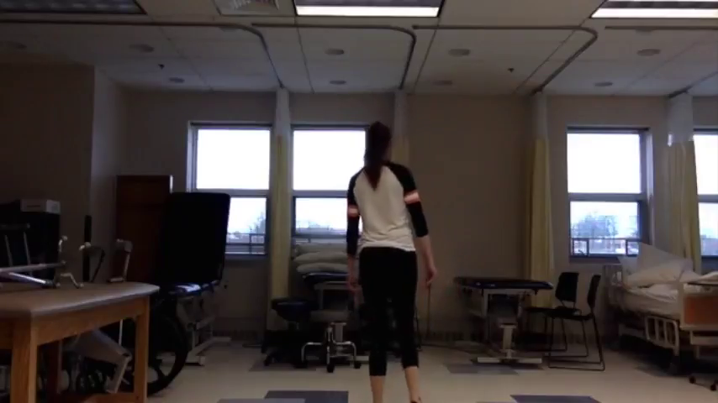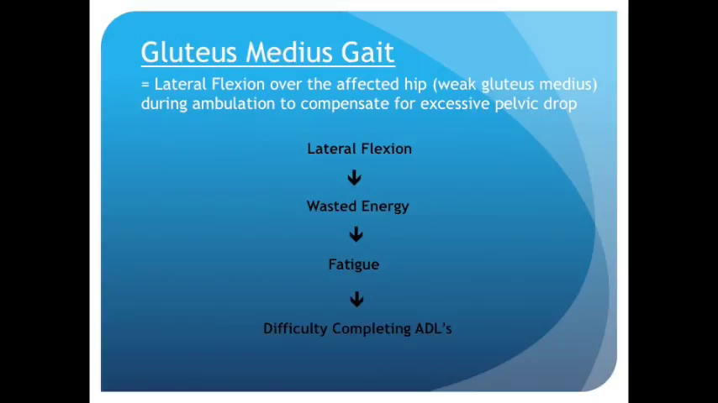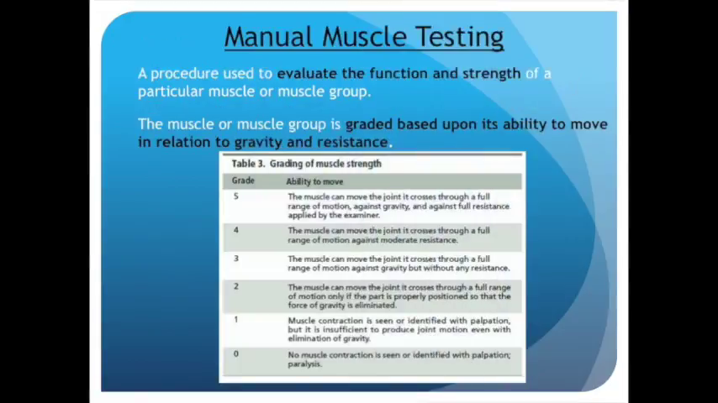This is an attempt to pull the center of gravity over the hip and reduce the muscle force required for stabilization of the trunk and pelvis, therefore reducing pelvic drop. This unnecessary lateral flexion could result in wasted energy, therefore fatigue and the reduced ability to complete activities of daily living. To test for weakness of the gluteus medius muscle, a manual muscle test can be performed.